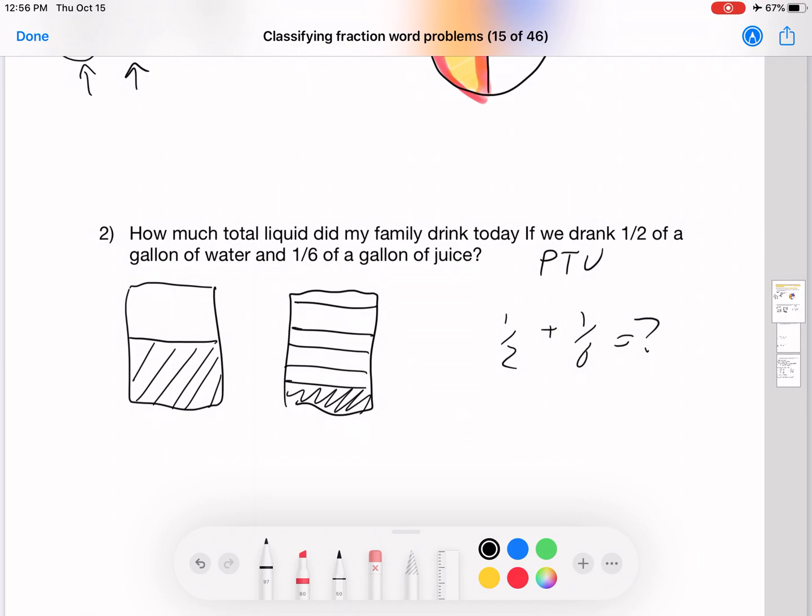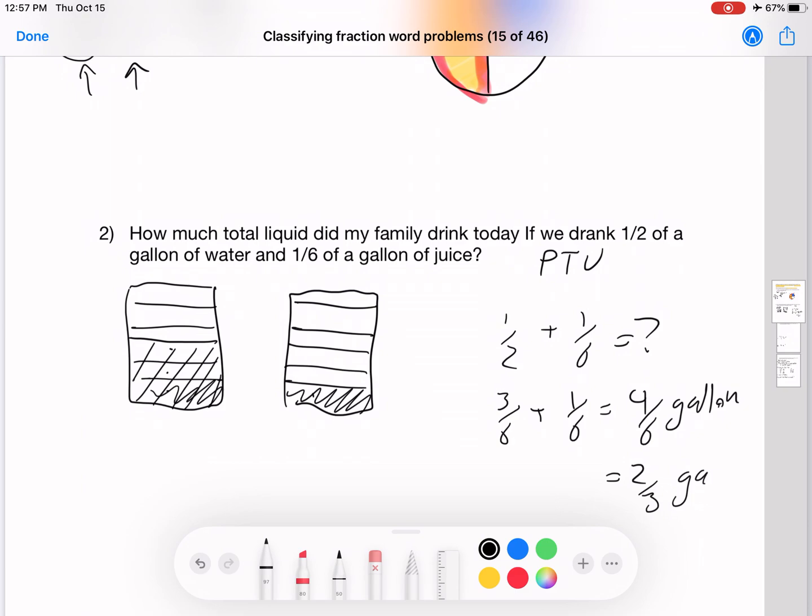Now, what I could see here is that 1/2 is equal to 3/6. And so I had 3/6 of a gallon plus 1/6 of a gallon. I can have 1, 2, 3, 4 things, each of which is a sixth of a gallon. So we have 4/6 of a gallon. And then we could also write that as equivalent fraction of 2/3 of a gallon is how much liquid my family drank today.